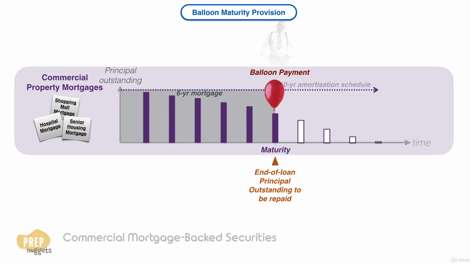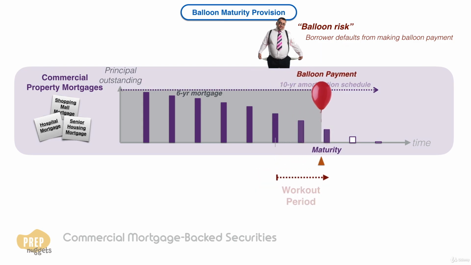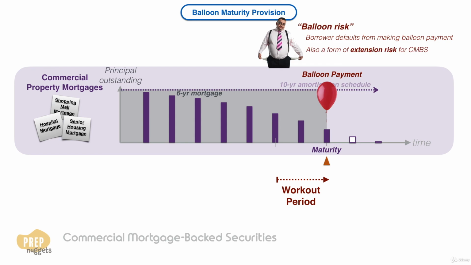The risk of a borrower failing to make the balloon payment is known as balloon risk. When this happens, the borrower is in default. A borrower defaults if he is unable to refinance the loan or cannot sell the property to generate sufficient funds to pay off the outstanding principal balance. In such situations, the lender may be forced to extend the term of the loan during a workout period. Because the life of a loan is extended by the lender during the workout period, balloon risk is a type of extension risk for commercial MBS.